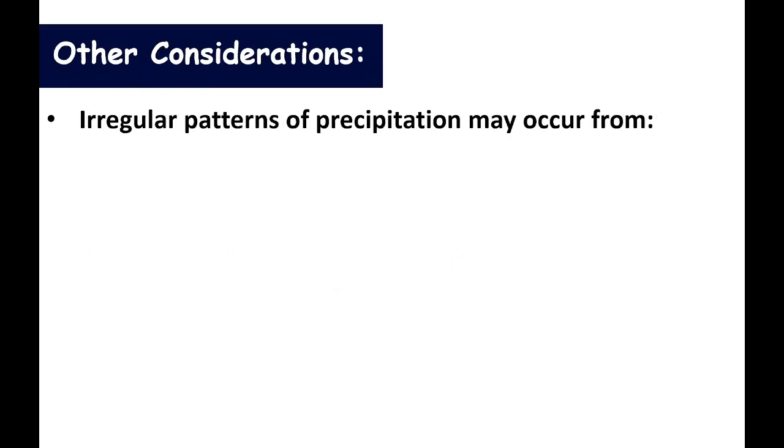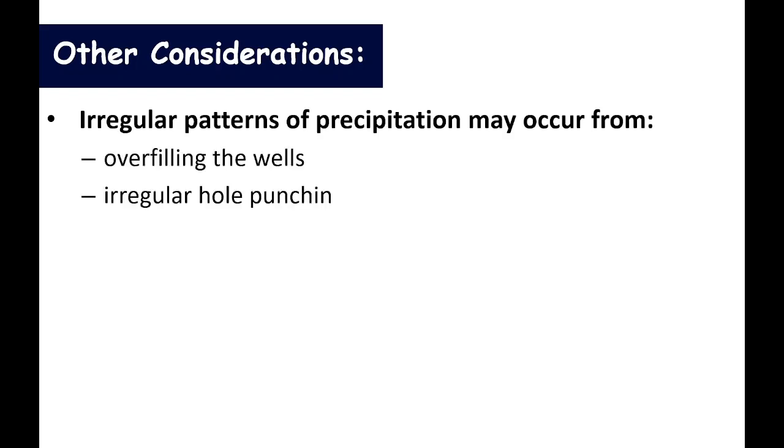For other considerations in the Ouchterlony technique, we have the following. First, irregular patterns of precipitation may occur from overfilling the wells, irregular hole punched in the well, and non-level incubation. With these factors, we can have irregular patterns observed during the Ouchterlony technique. The irregularities in the patterns will cause difficulties in reading the result.